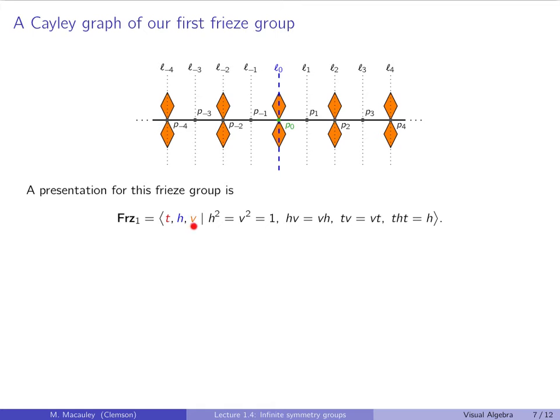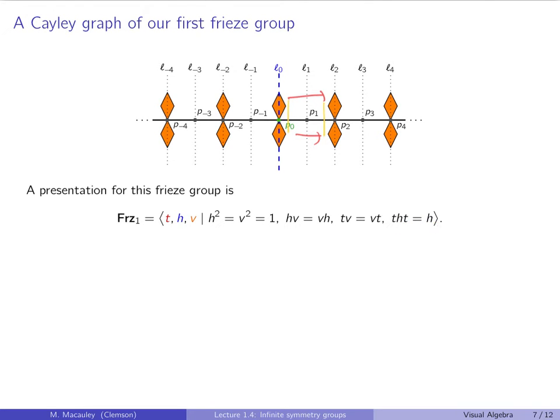For a presentation, we need to say that H squared and V squared are both the identity, which is true for horizontal reflections and vertical reflections. H and V both commute, just like the rectangle symmetry group, a horizontal reflection with a vertical reflection. The order does not matter. And similarly, like the previous frieze group, if we translate and then vertically reflect, and then translate and then reflect down here, that's the same thing as first reflecting down here and then translating. So these two commute. And then finally we have to say how T and H are related, and we've already done that. We know that THT equals H.